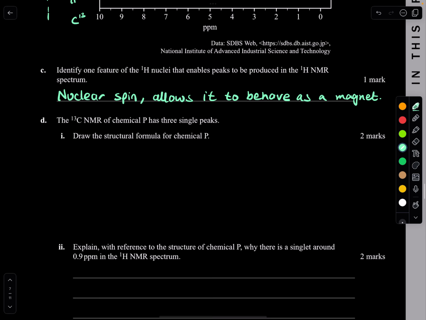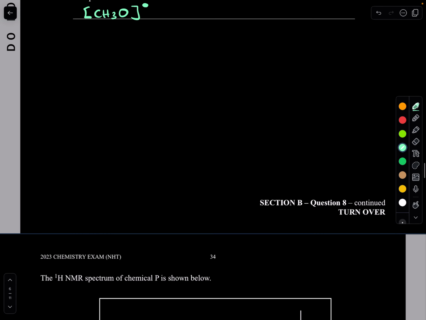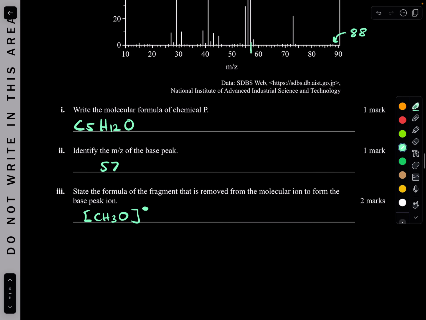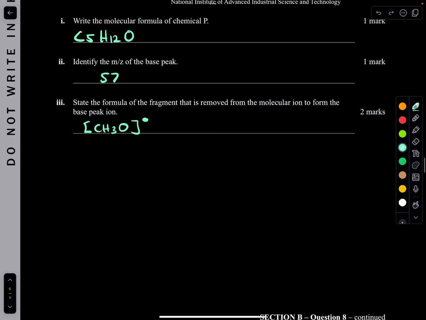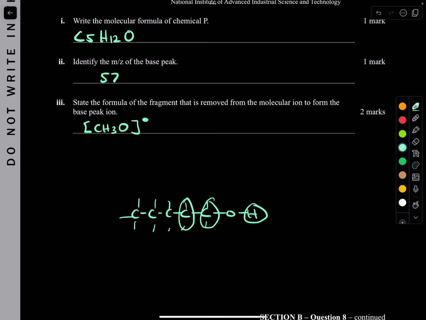Beautiful. The carbon NMR of a chemical P has 3 single peaks, so it also has 3 carbon environments. Draw the structural formula for chemical P. Now, we learned that it was 88. We know this straight away tells us that it's an alcohol. It cannot be a ketone or an aldehyde. Think about it. Look at the molecular formula for this. If you have C, and it has to have an OH, how many hydrogens are we going to form? So we have 1 here, 3, 5, 7, 9, 12.